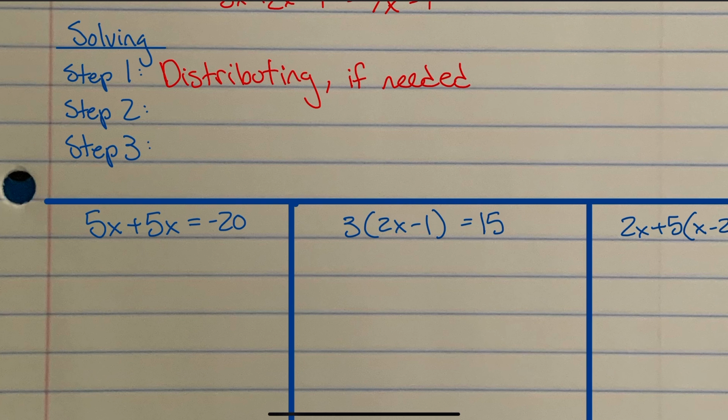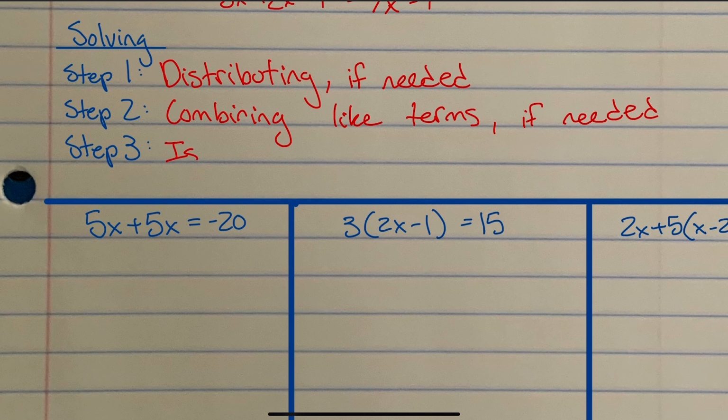All right, step 2 is going to be combining like terms. Combining like terms, like we just talked about at the beginning. I'm also going to put if needed because this is not needed every time either. All right, step 3. Last step is going to be isolating the variable. All this means is that we want to get x by itself.